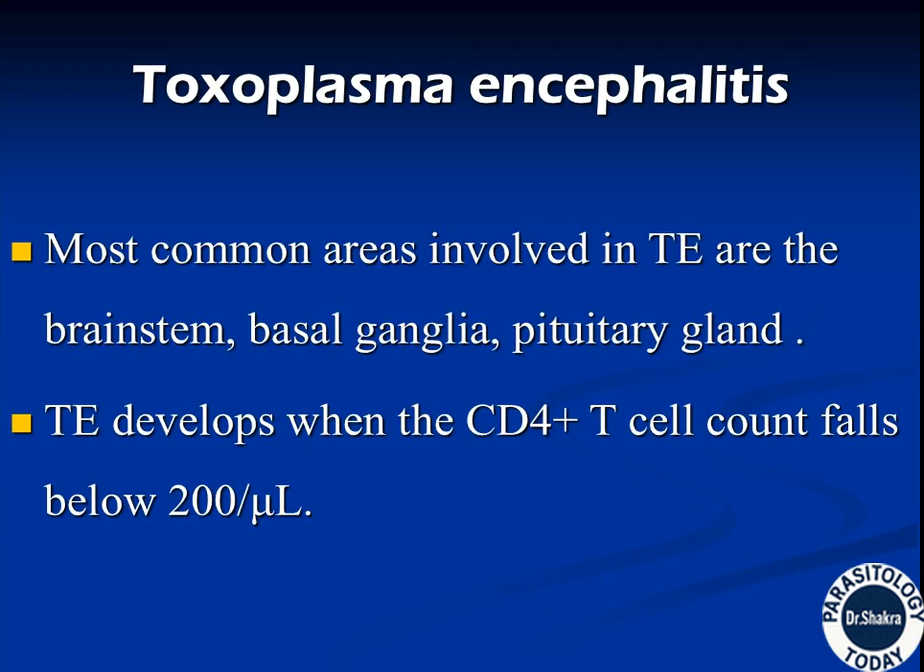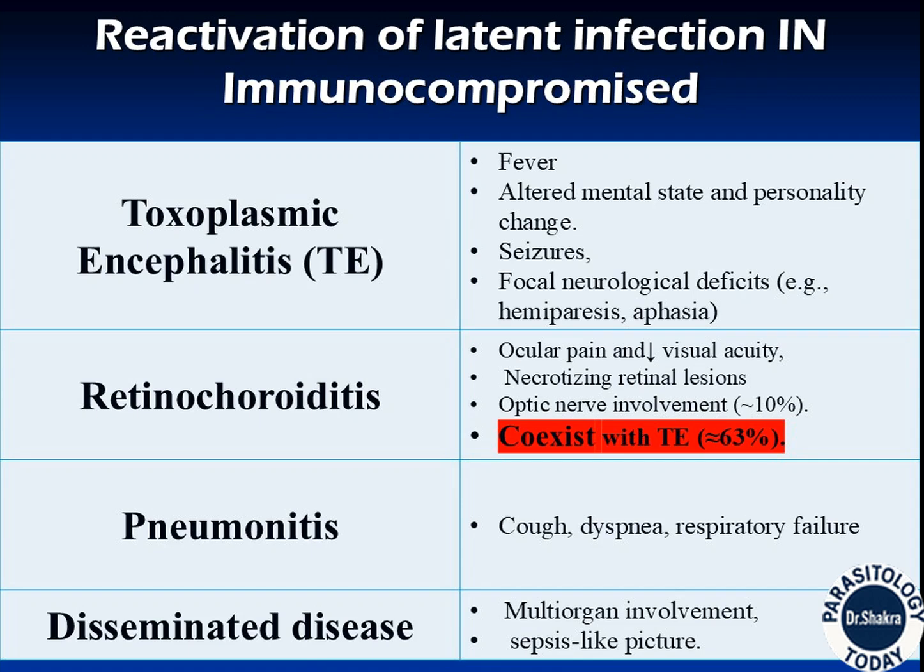Commonly involved sites. Now, when we talk about toxoplasmic encephalitis, the hallmark manifestation, certain areas of the brain are preferentially affected. These include the brainstem, the basal ganglia, and the pituitary gland. This localization helps explain many of the characteristic neurological signs we see in these patients. Toxoplasmic encephalitis is the most common clinical form of toxoplasmosis in immunocompromised individuals.